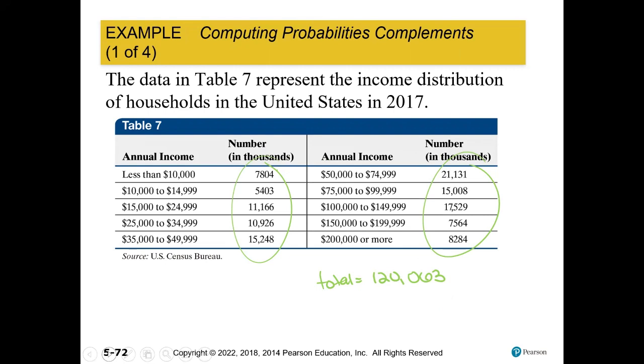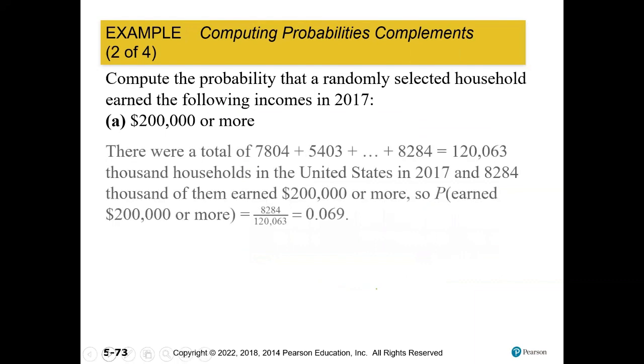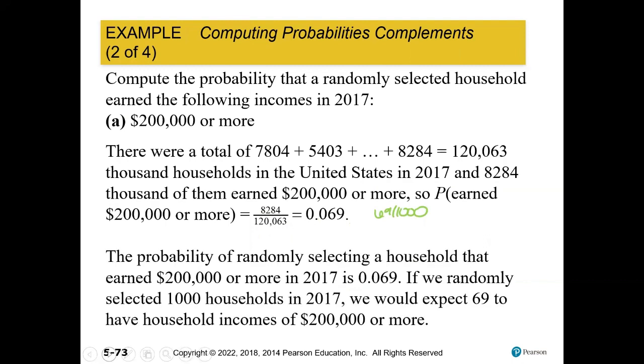So we want to know how many are $200,000 or more. So this value out of this value. 8,284 out of 120,063 gives us a probability of 0.069. Because it is 3 decimals, I would put that as 69 out of 1,000. So if I look at 1,000 households, about 69 of them would be above $200,000 in income.